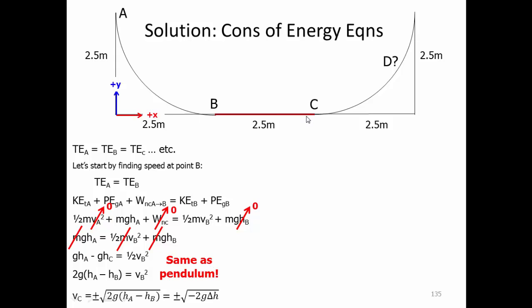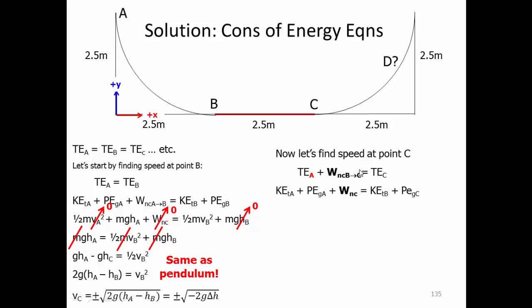I'm using 0 height as this baseline here. We could put 0 height anywhere, we could still use this equation. At point C, we've got a different situation. Now we've got a work non-conservative term that's going to be in here. We've got to take care of that. So we've got work non-conservative going from point B to point C.